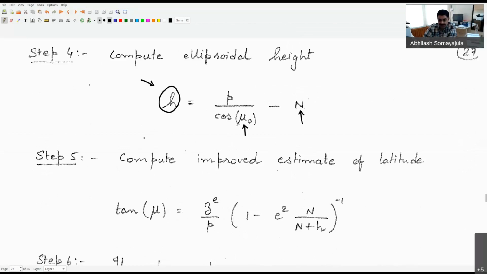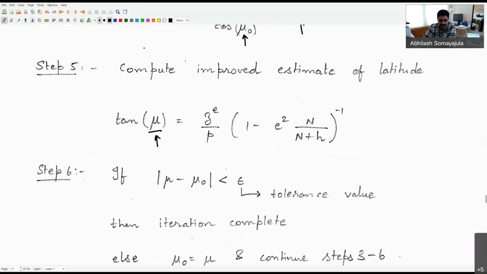Now we compute the improved estimate of the latitude by taking into account that H is not 0. So we plug the values of N and H into here to get the new, improved estimate of the latitude. Then we check whether the latitude changed by a significant amount or not. If the change is less than the tolerance value, we assume that we have found the right latitude and we keep it.